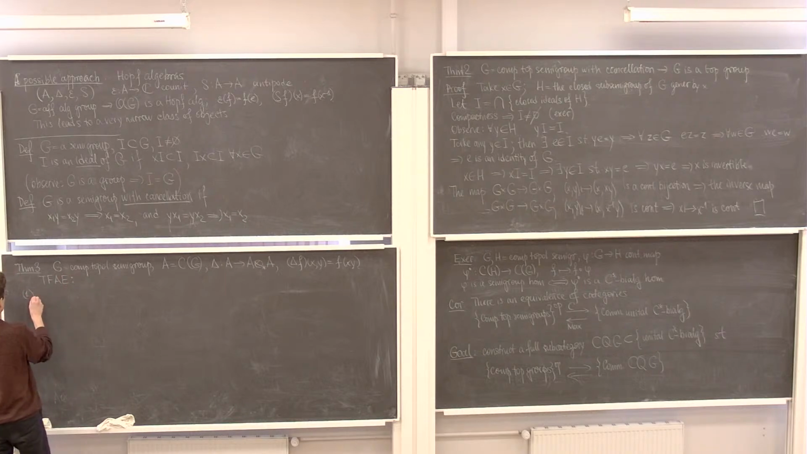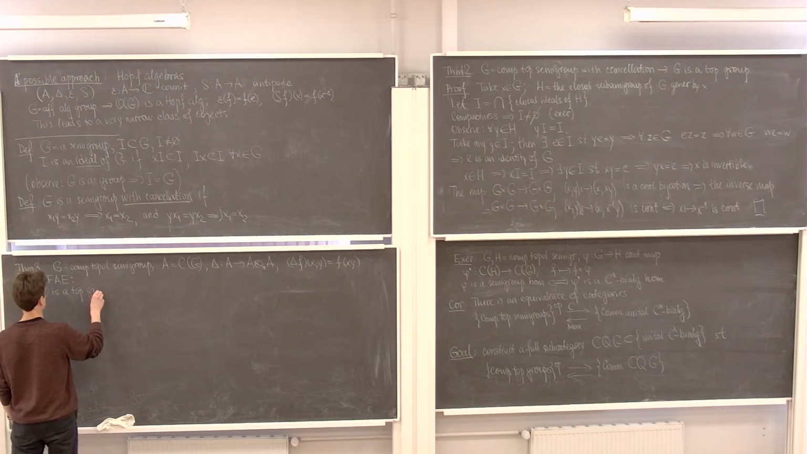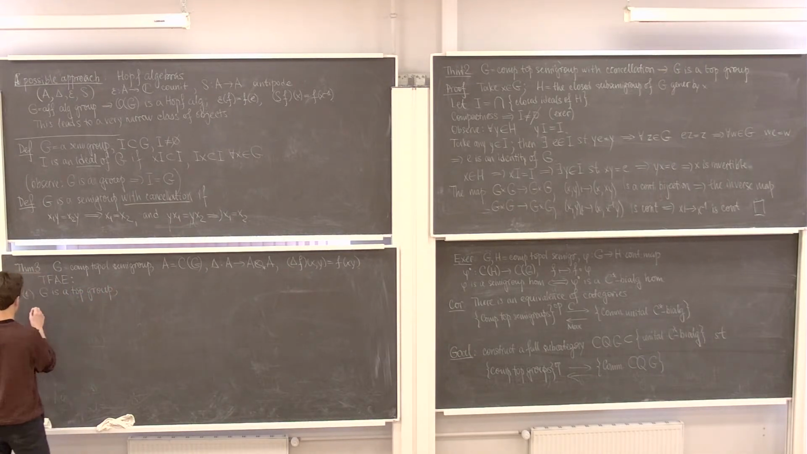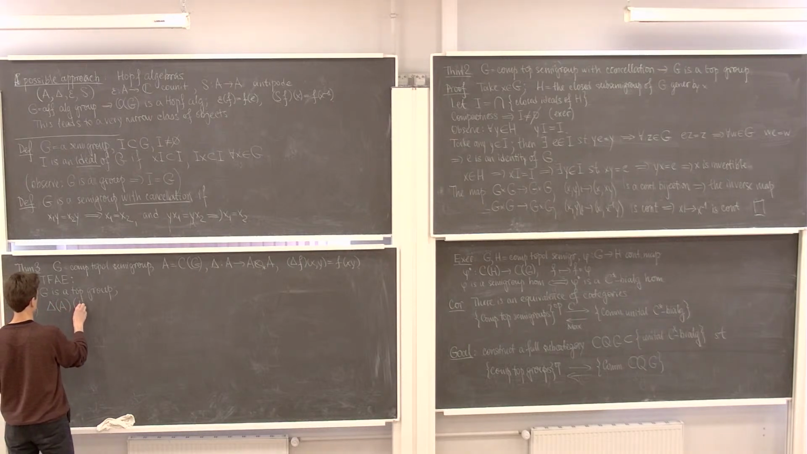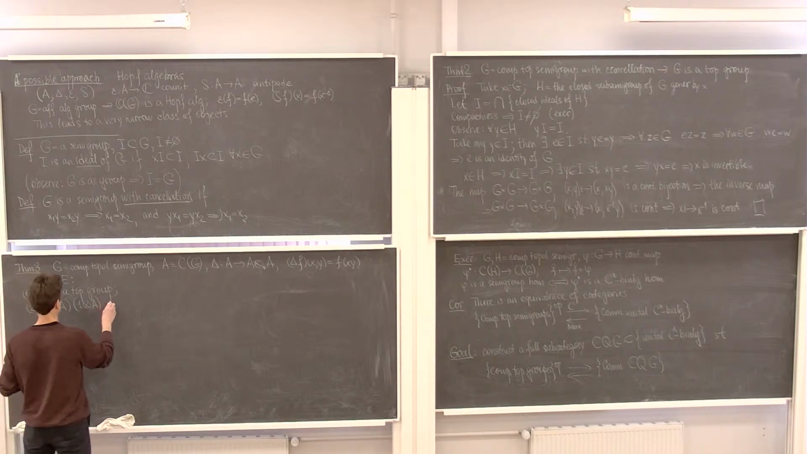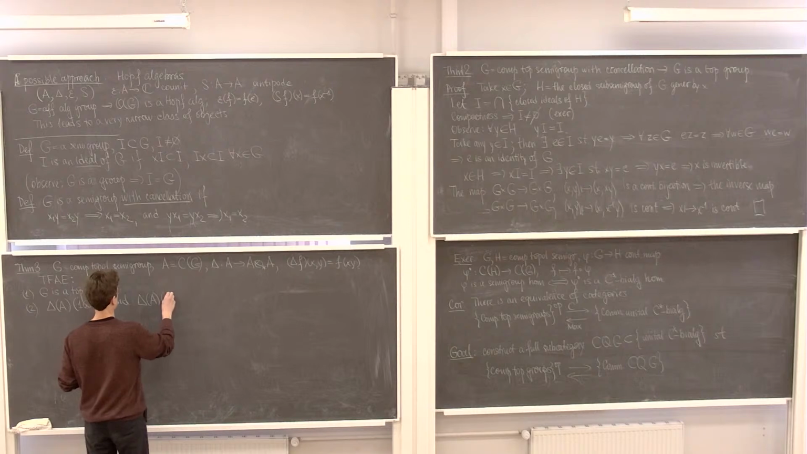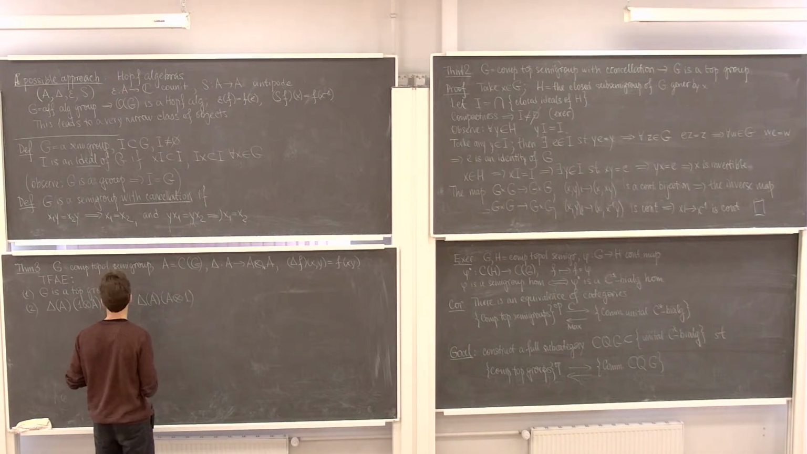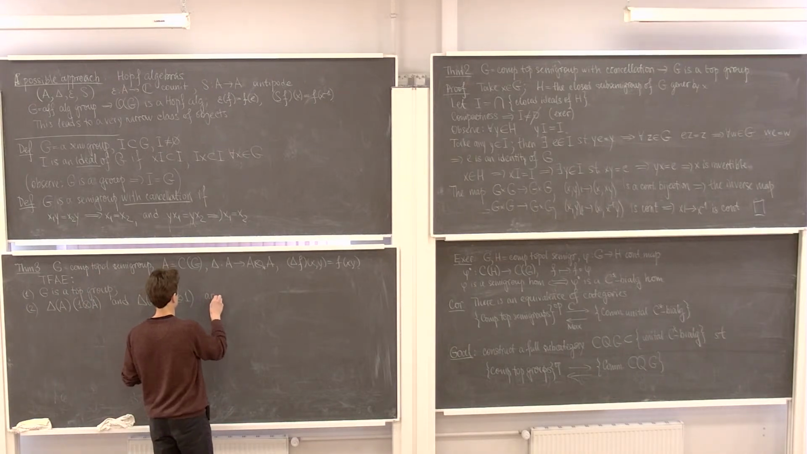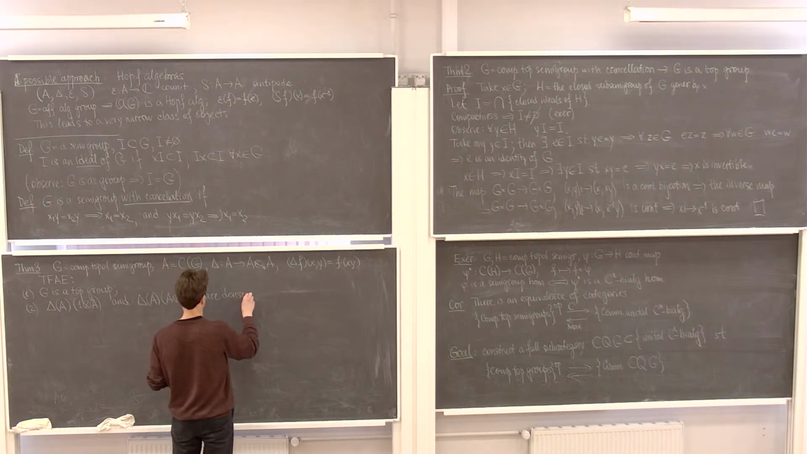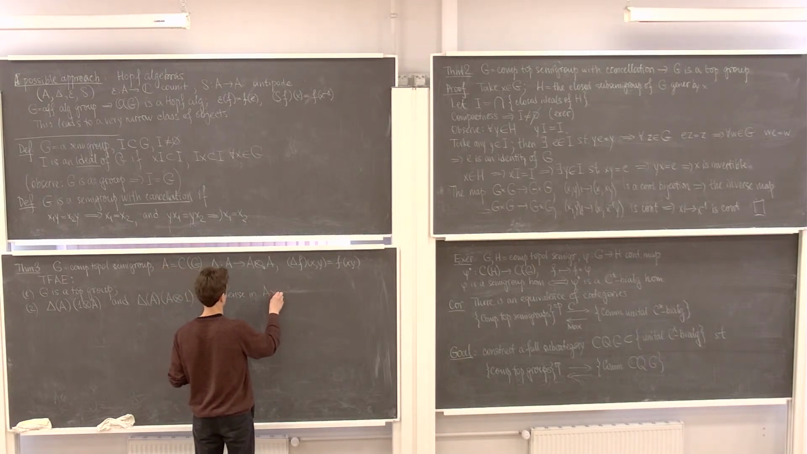Condition 1, G is a topological group. And condition 2, the following two subspaces, delta of A multiplied by 1 tensor A, and delta of A multiplied by A tensor 1, they are dense in the tensor product of A by itself.